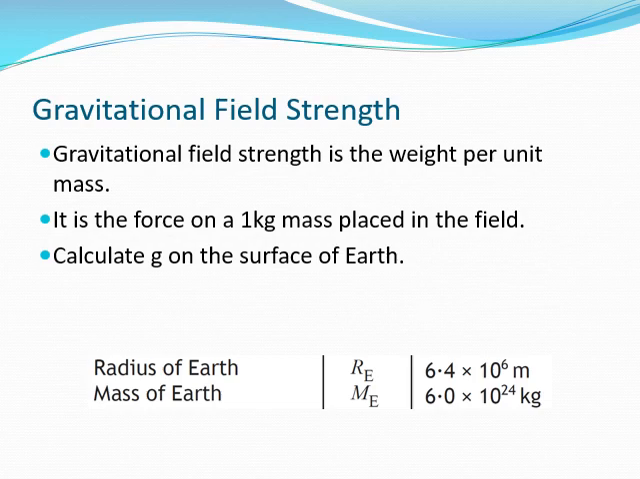Now, we should already know from National 5 that the gravitational field strength is the weight per unit mass, and we can get that from W equals mg by describing g as being equal to W divided by m. So it's equivalent to the force on a 1 kilogram mass placed within that gravitational field. We can calculate g on the surface of the Earth given its radius and its mass. This information has to be given to you in the question at Higher Physics.